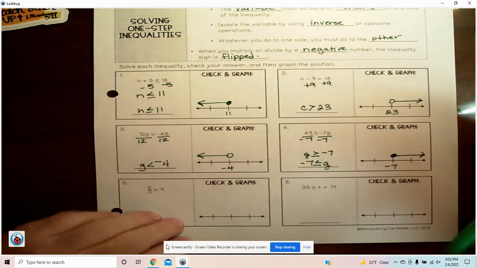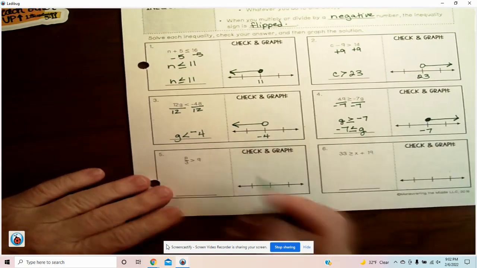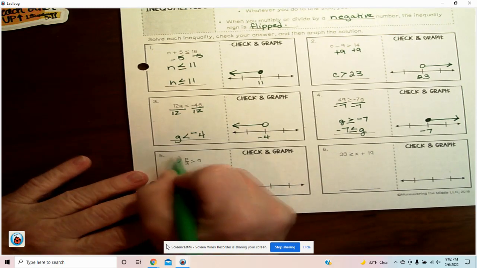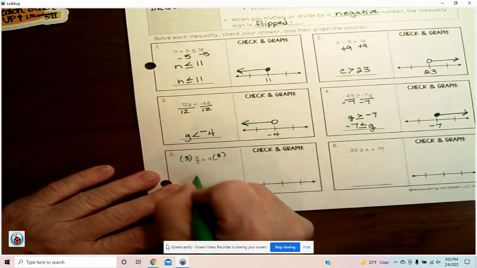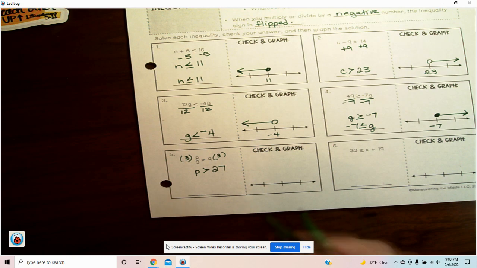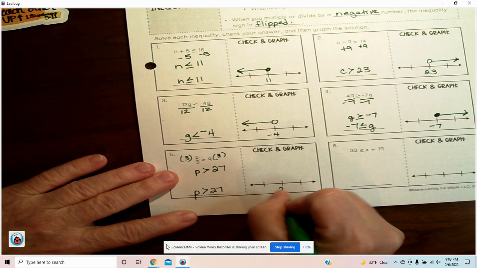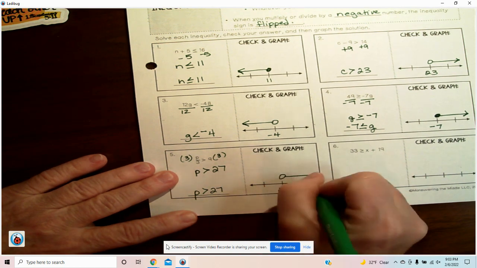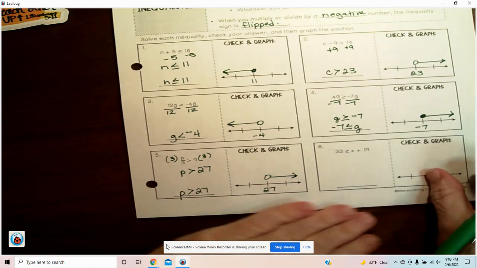Here we've got p over 3. p over 3 is greater than 9. Remember, that's divide, so we're going to multiply to get rid of it. So we've got p is greater than 27. We've got 27, open circle, shaded to the right. So that means all numbers greater than 27.